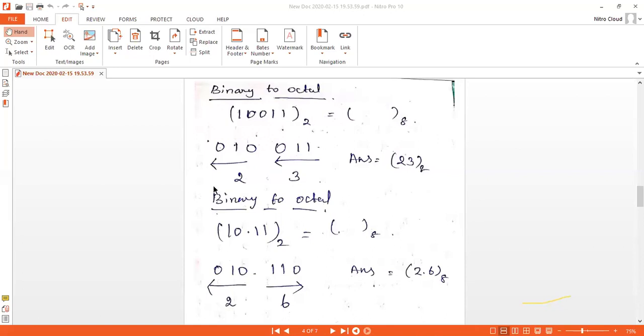Clear? This arrow mark specifies in which direction we should insert a 0. When the arrow mark is on the left hand side, insert a 0 on the left hand side if needed. If the arrow mark is on the right hand side, insert on the right hand side if needed. Up to this, clear? I have written 010, 011.